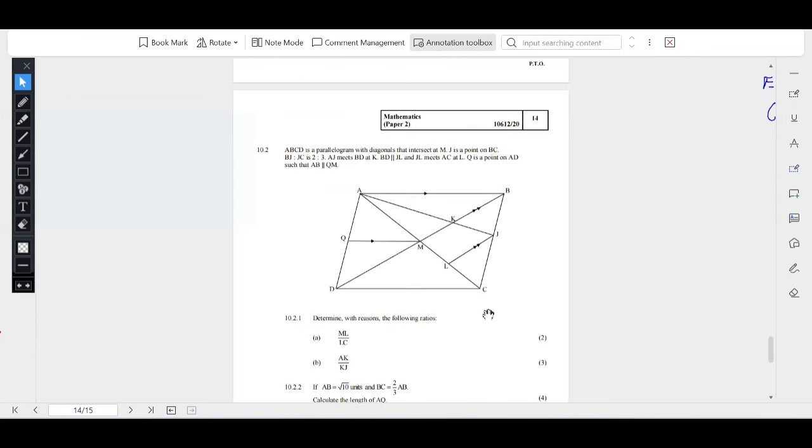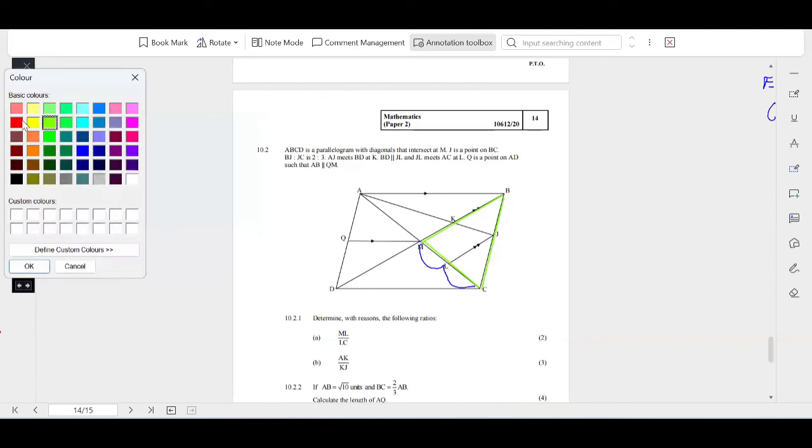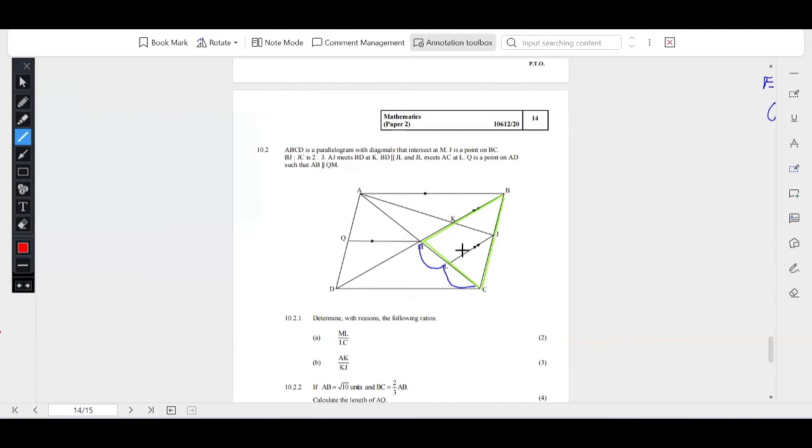So ML over LC. So where's ML? This is ML and then LC. Then here we are given BJ and JC. Now, if you can check this triangle here, you can see our proportionality theorem from that triangle there. So we have this line here has been drawn parallel to one side of the triangle, which obviously will have to divide the two sides into equal proportions, right?